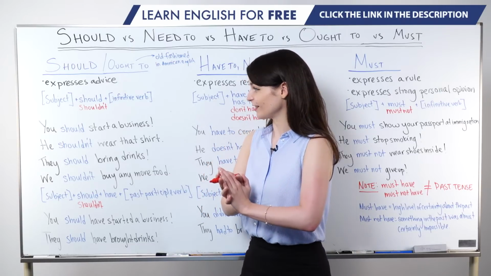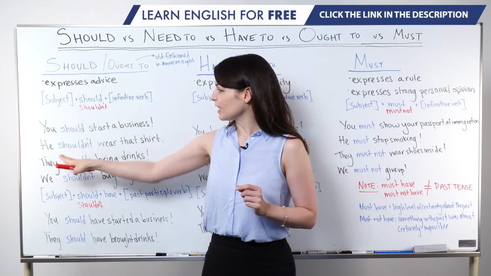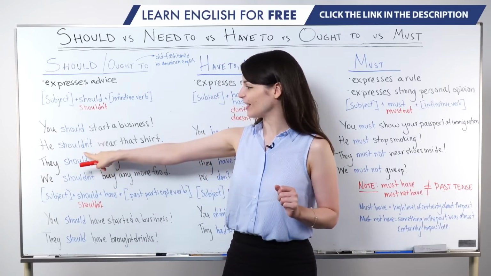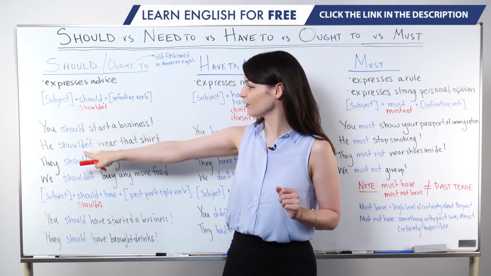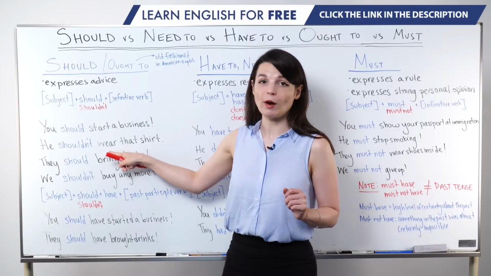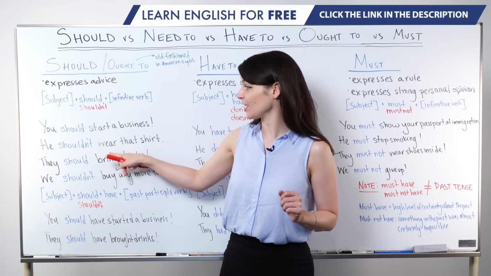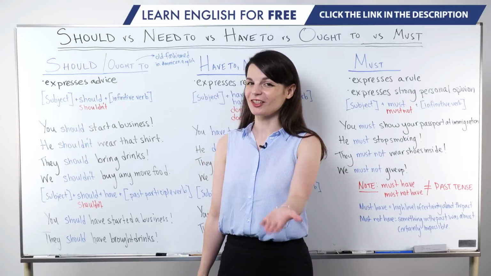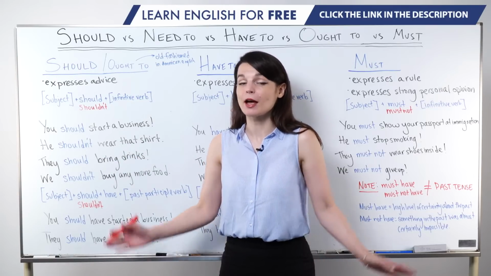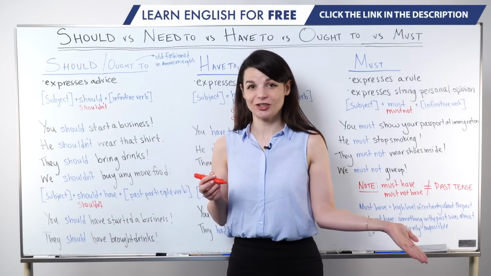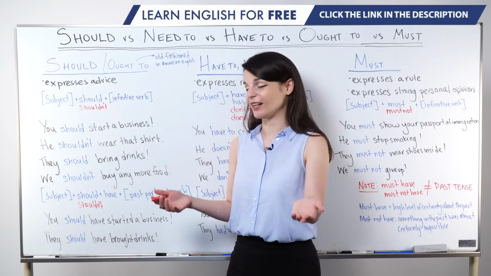That's what this means. The second example, he shouldn't wear that shirt. We have the negative shouldn't. Should not reduces to shouldn't. My infinitive verb is wear, not wearing. He shouldn't wear that shirt. So maybe I think the shirt looks bad, or maybe the shirt is not appropriate for the event. He shouldn't wear that shirt is my advice.